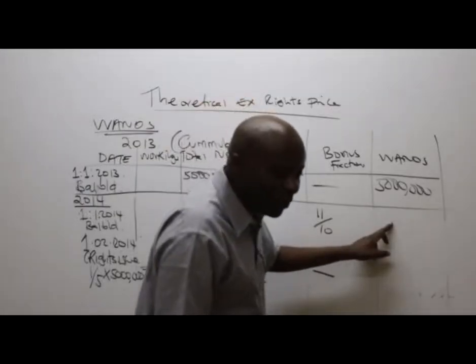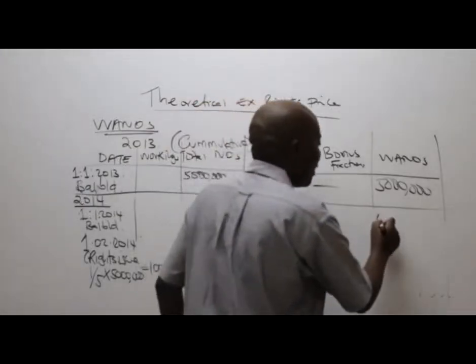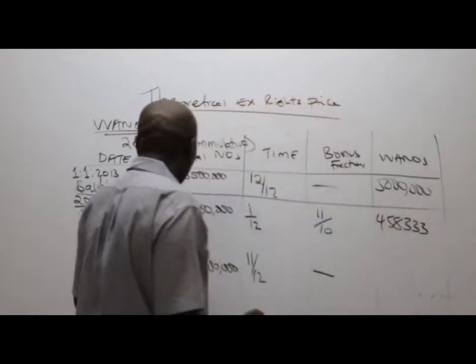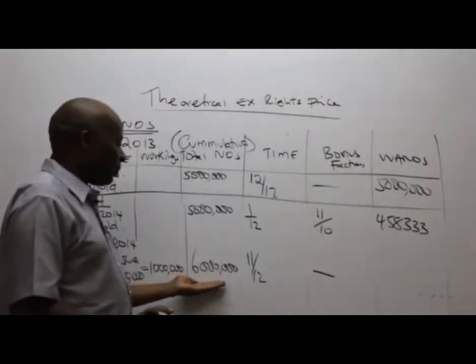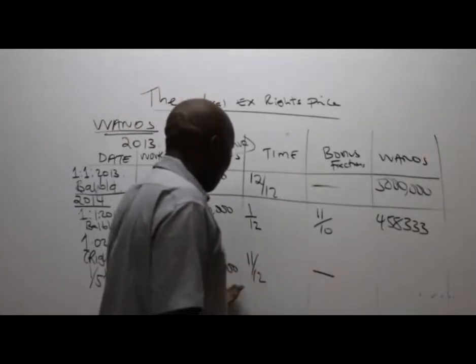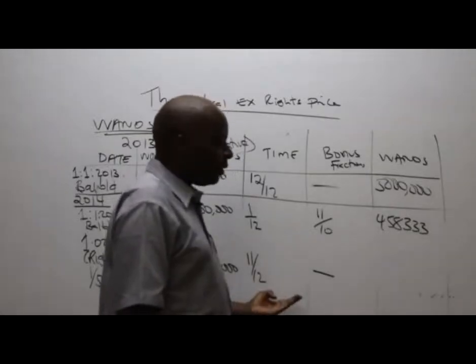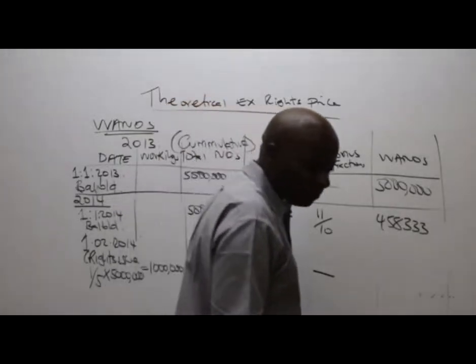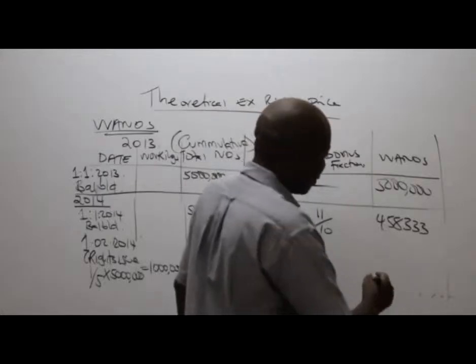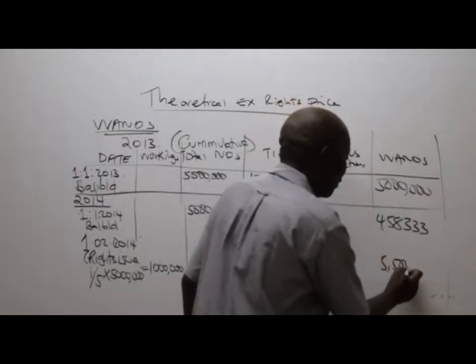So unaniambia mwalimu ile 458,3333. How about the last one? The last one will be 6 million times 11 over 12, of course. So it is 6 million times 11 over 12, which will give me 5 point what here, somebody? Obadia nasema ni 5.5 million, right? 5.5 million. Thank you, and thank you very much.